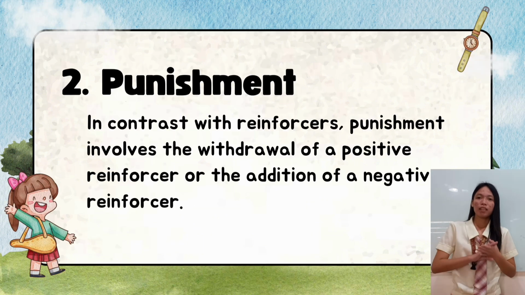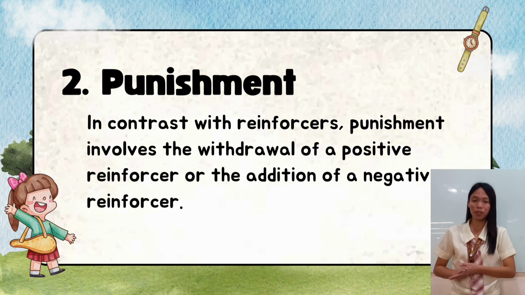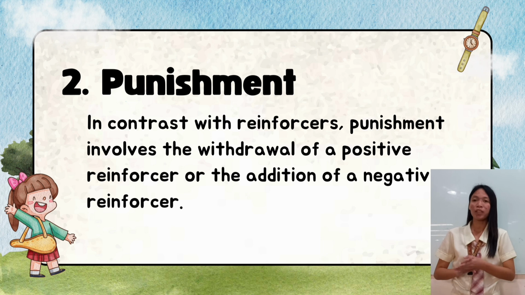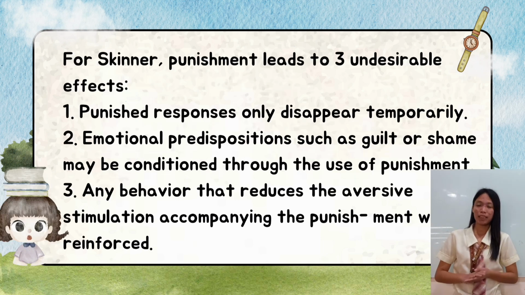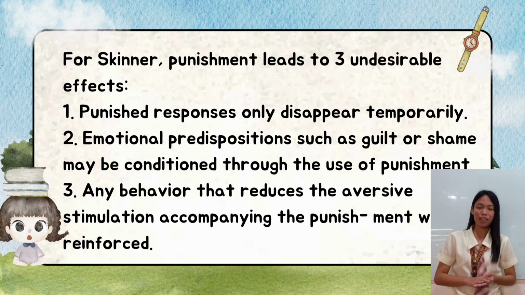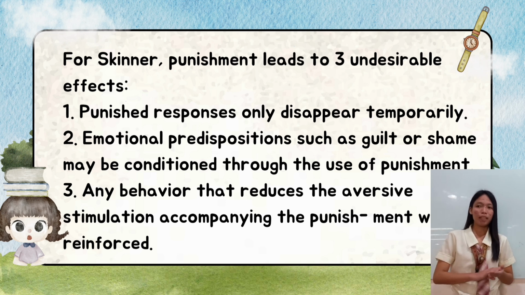well. In contrast to reinforcement is punishment. Punishment is a consequence that reduces the likelihood of the behavior to occur in the future through withdrawal of positive or negative reinforcement. Skinner emphasized that individuals' behavior is shaped and managed by our consequences. For Skinner, punishment can lead to three undesirable behaviors.